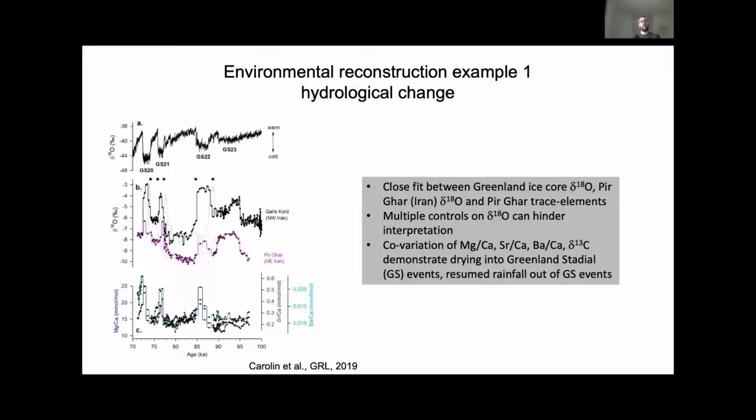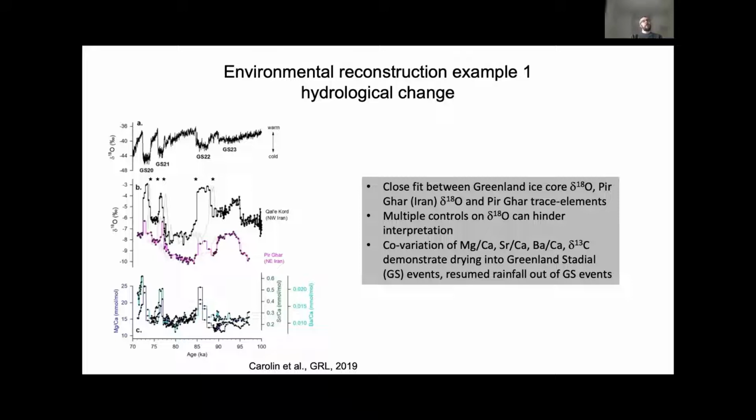So I'm going to go through a couple of examples of using trace elements in speleothem studies. This first example is one in which we can very nicely reconstruct hydrological change. This is work by Carolyn et al., published in 2019, in Iran.